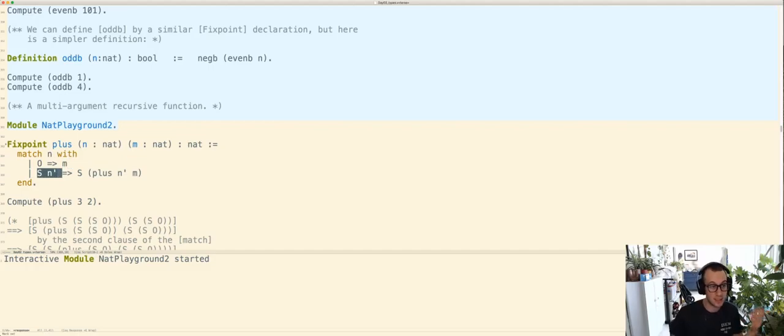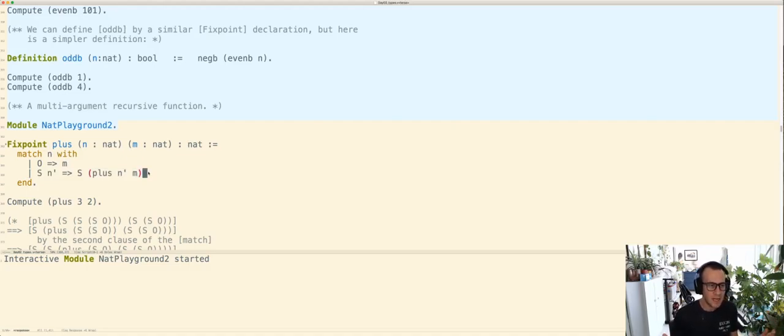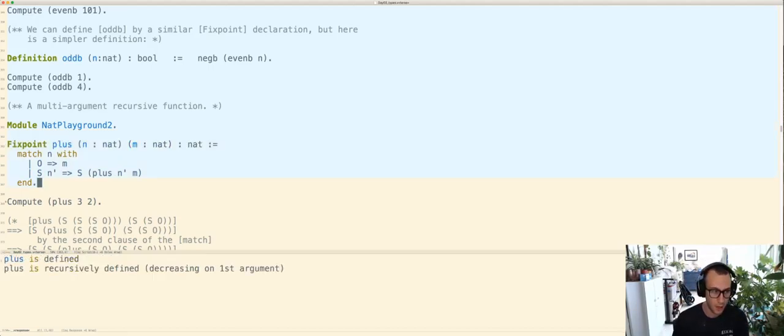Otherwise, if n is the successor of some number, then take the successor of the recursive call on whatever's left of n. You can think of this process as sort of transferring successors from n to m, and that's mostly correct except for nothing is getting changed here. We're returning a new number. Okay, let's check our work.